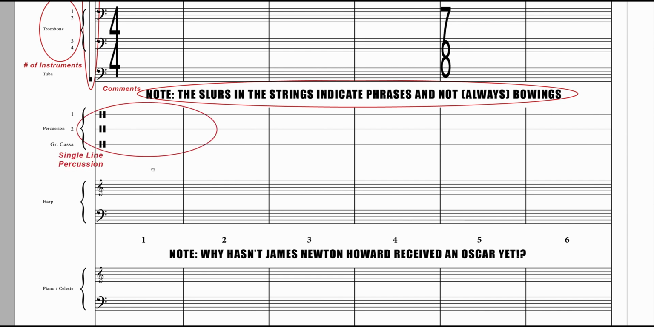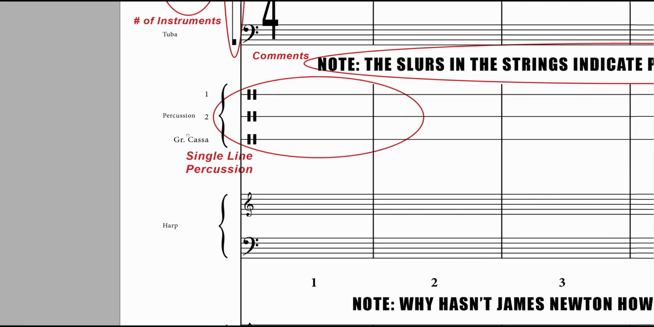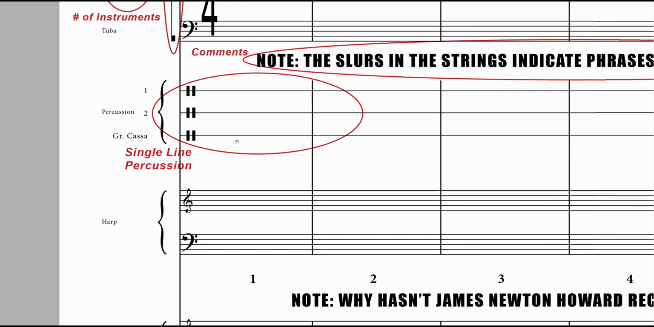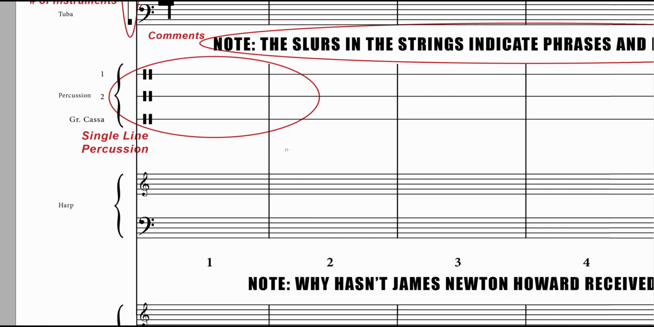Next, we have our percussion. So let's zoom in here. So our percussion, in the last example, we had 2 percussion players, each with their own 5-line staff, okay? In this situation, we actually have 3 percussion things going on. Number 1, number 2, and a gran cassa, which is a fancy way of saying bass drum. But now here, we actually have single-line percussion staves. So we're no longer using the 5-line, we're using single line. So this is another way to go ahead and notate percussion.